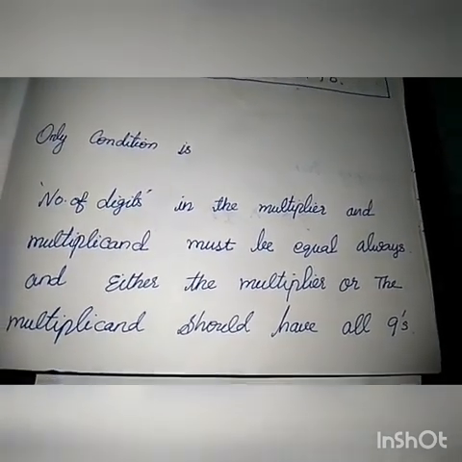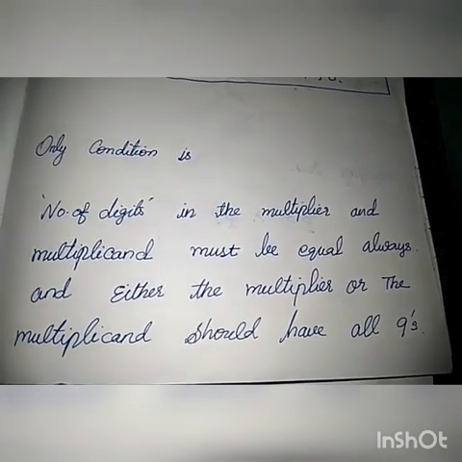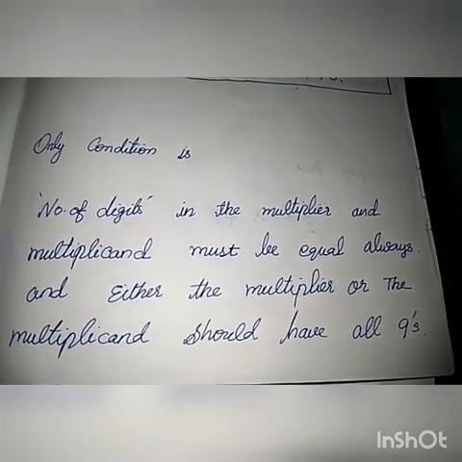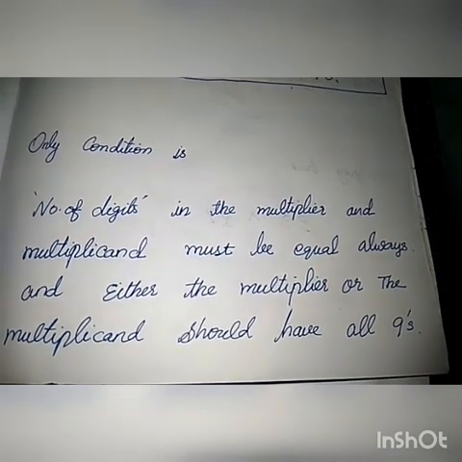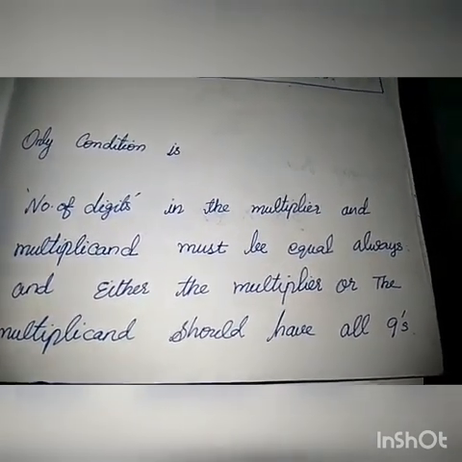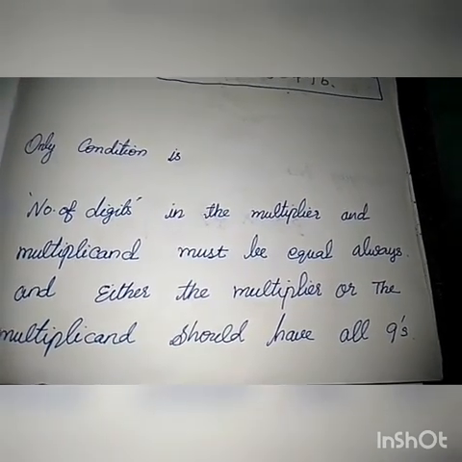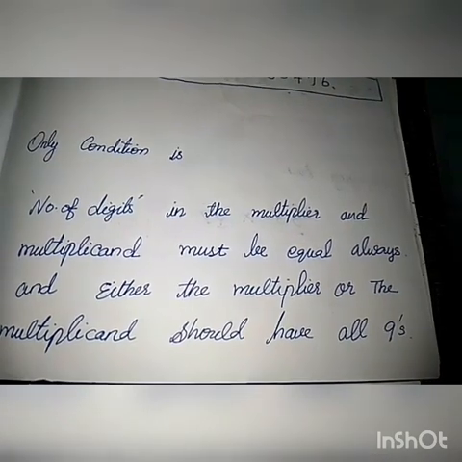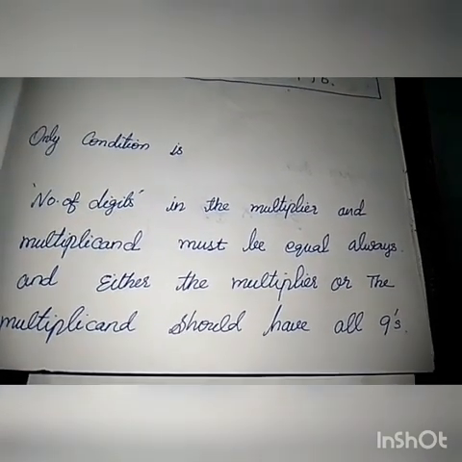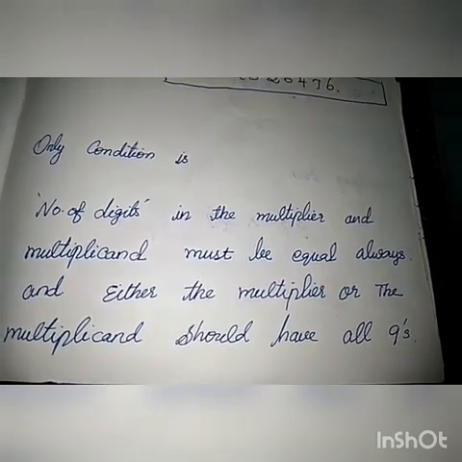Here the only condition which makes the trick work out is that the number of digits in the multiplier and the multiplicand must always be equal, and either the multiplier or the multiplicand should have all 9s. That is, 9, 99, 999, or four 9s or five 9s, like that. 9 should be repeated in either the multiplier or the multiplicand.